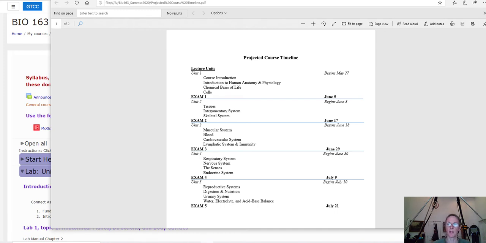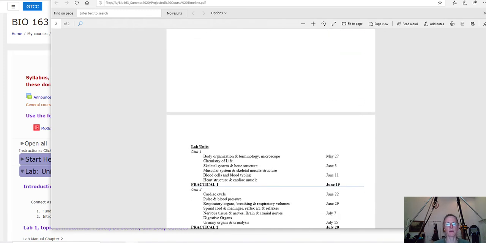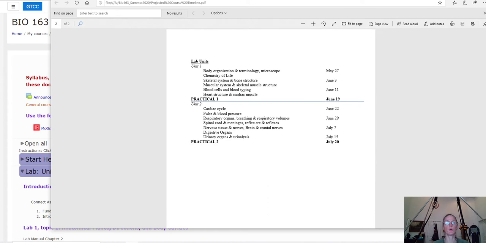The second part is the lab part. So we have 2 lab units, and each one of these is concluded with a lab practical. And one of the important things about the lab practical is you can't drop either one of them. Both of them are important, and both of them will cover the material in each of the lab units.